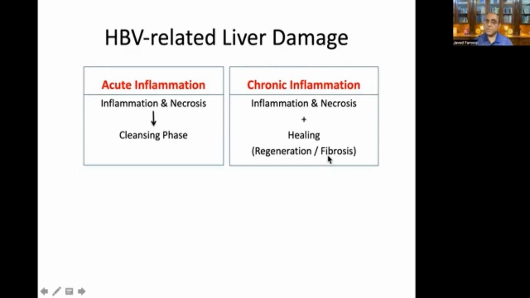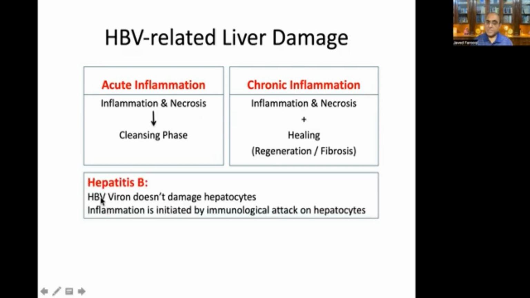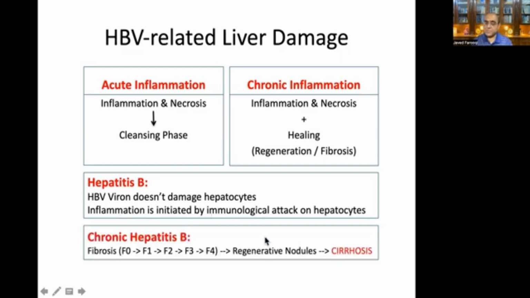In most tissues, fibrosis is what goes on, like in pulmonary tuberculosis. It is a chronic inflammatory condition, and there is chronic inflammation as well as damage to the lung parenchyma and fibrosis. The same is true for chronic hepatitis. In chronic hepatitis, the inflammatory and necrosis process is accompanied by the fibrosis process, and the longer the duration of the chronic inflammatory phase, the higher the amount of fibrosis. Hepatitis B virus does not damage the hepatocytes directly. We all know that the inflammation is initiated by immunological attack on hepatocytes.